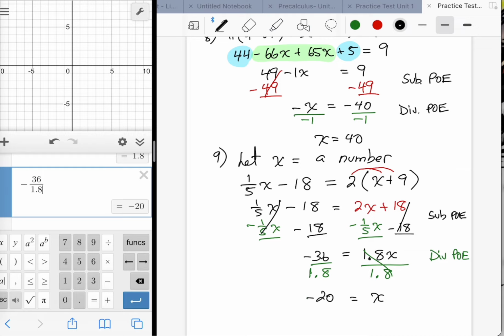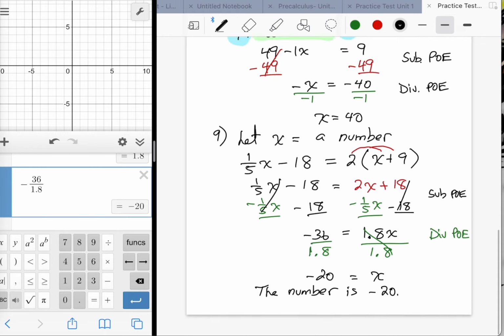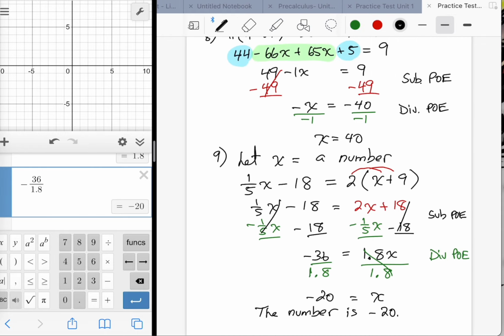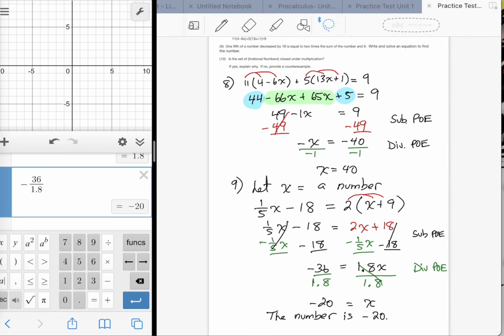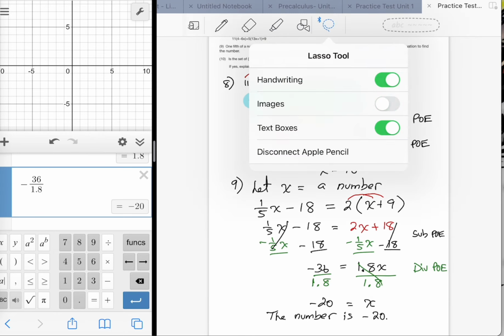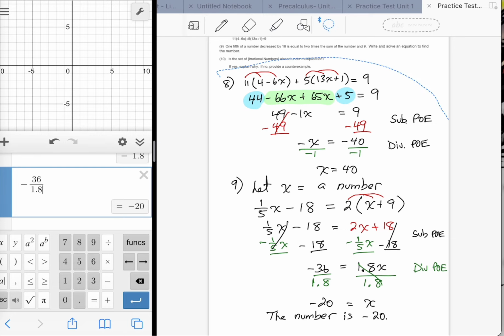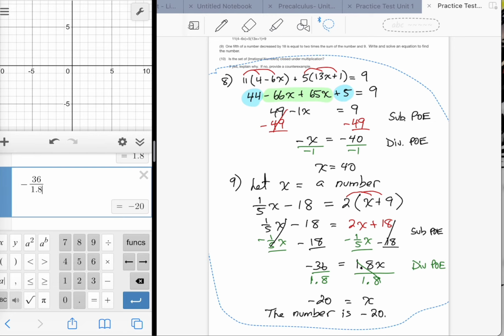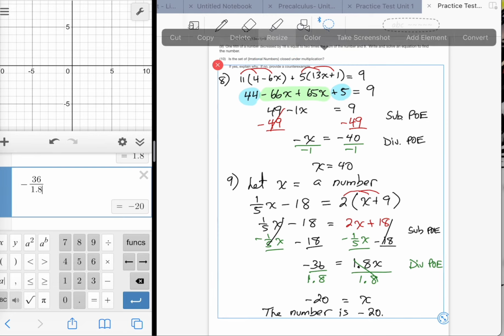Word problems are presented in word form. The answers need to be presented in word form. As lame as it seems, the number is negative 20. I mean, that's for full credit. So we got to be careful. It's not going to feel good if you lose points for that. So you definitely want to make sure you take the time to do it.